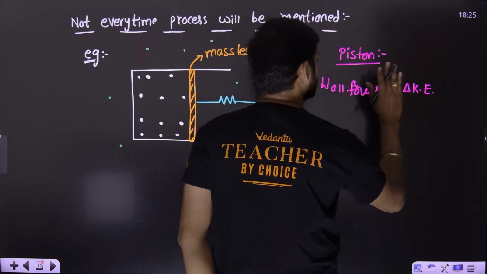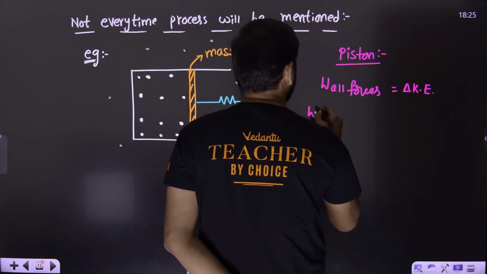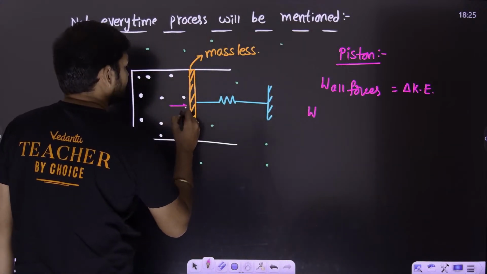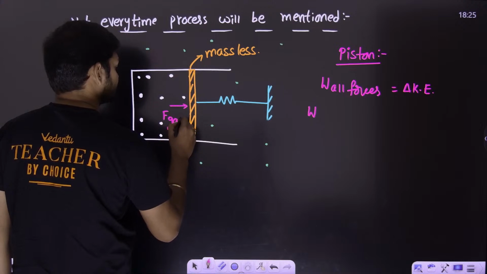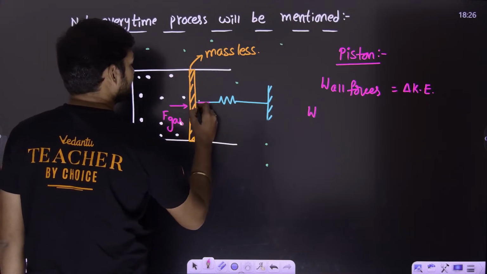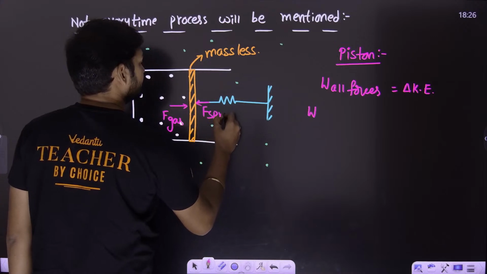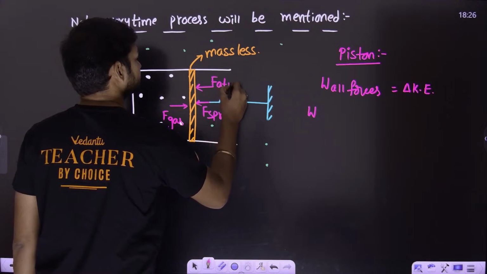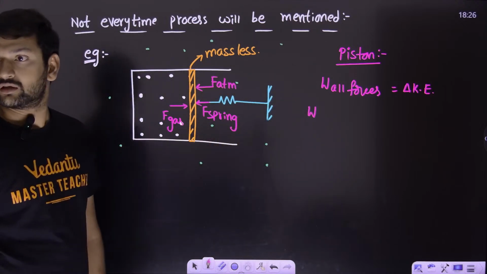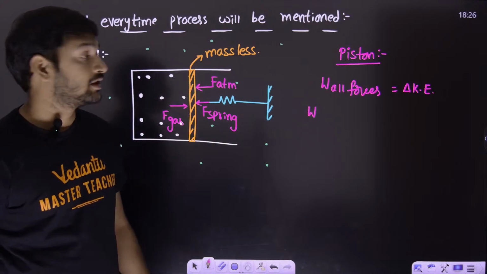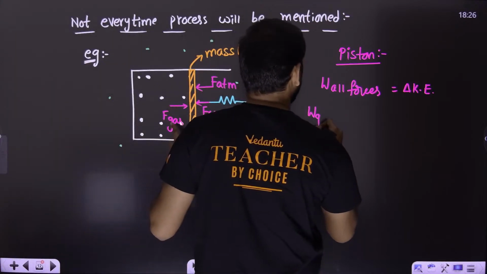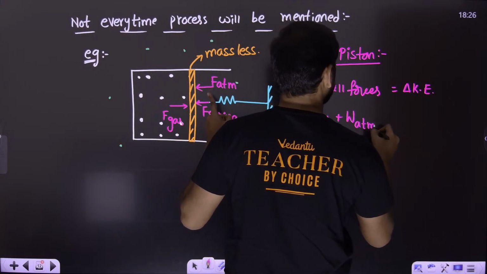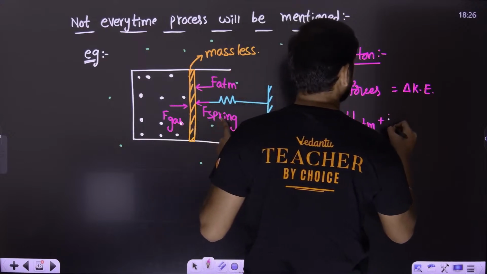Okay, fine. Look everyone. Work by all the forces, right? On the piston, there will be force applied by the gas, force applied by the spring, and force applied by the atmosphere. Now look, work is being done by the gas, work is going to be done by the atmosphere, and work is going to be done by the spring.